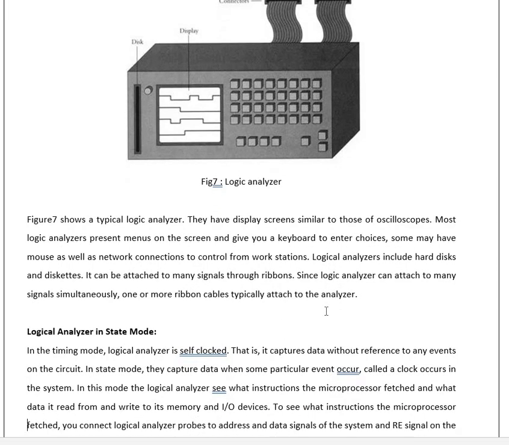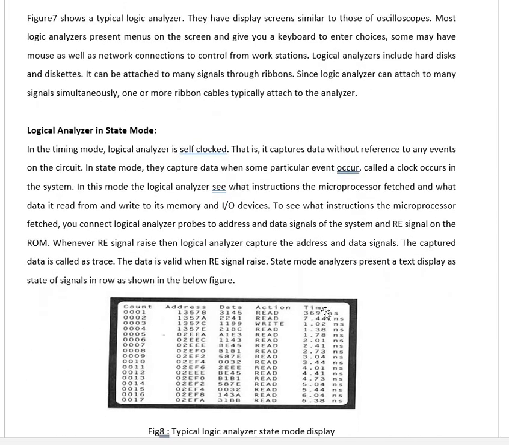Now, the logic analyzer in state mode. In timing mode, the logic analyzer is self-clocked. That is, it captures data without reference to any events on the circuit. In state mode, it captures data whenever a particular event called a clock occurs in the system. In this mode, the logic analyzer sees what instructions the microprocessor fetches and what data is read from and written to its memory and I/O devices.